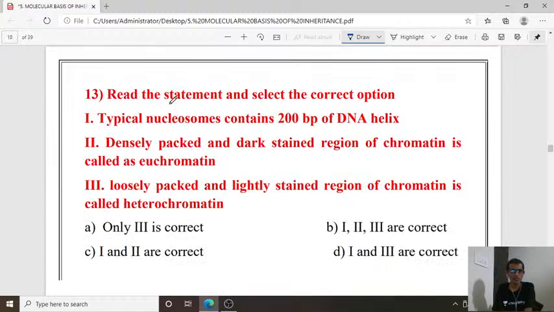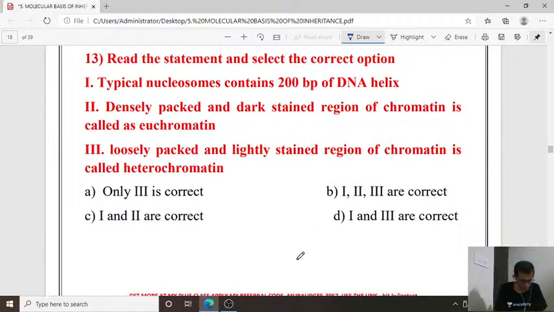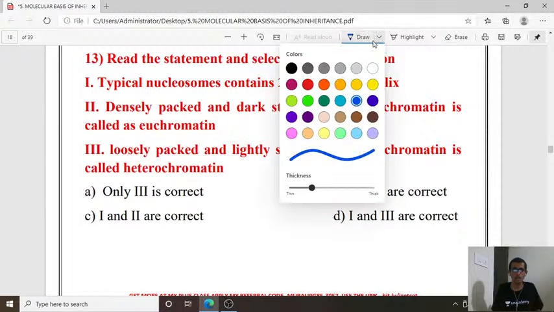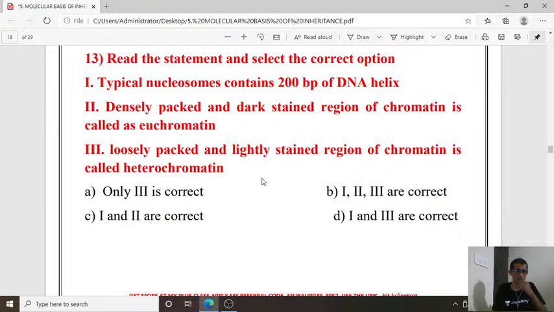Next, the 13th question. Read the statement and select the correct option. The first statement says a typical nucleosome contains 200 base pairs of DNA helix. Densely packed and dark stained regions of chromatin are called euchromatin. Loosely packed and lightly stained regions of chromatin are called heterochromatin. Which are the right and which are the wrong statements?